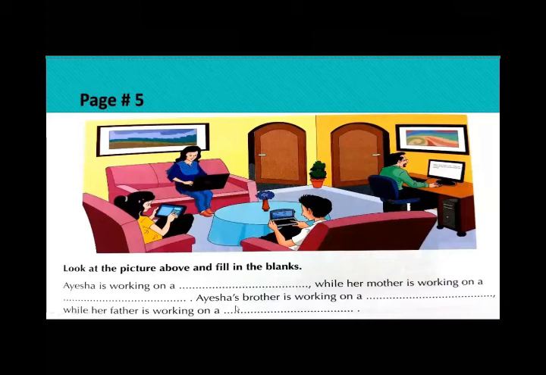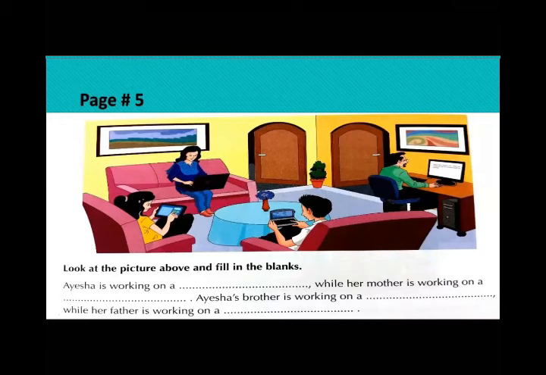Okay. While her father is working on a dash. See the father, which type of computer is he using? He is using a desktop computer. Her father is working on a desktop computer. Aisha is working on a tablet computer. Mother is working on a laptop computer. Aisha's brother is working on a palm top computer. And her father is working on a desktop computer. Hope you have understood the four types of computer.